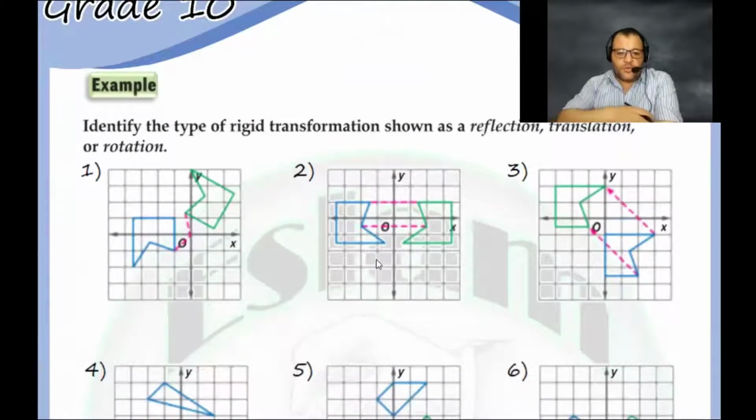So for figure number one, we need to identify each of the following. Is this figure a reflection, translation, or rotation?